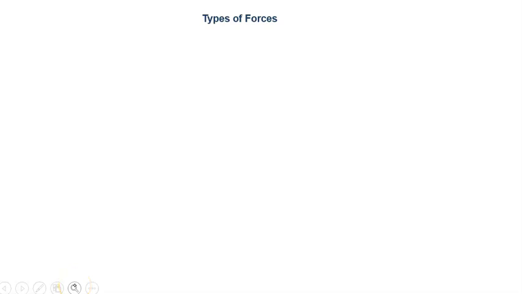Now we will discuss the types of forces. There are two types of forces, balanced force and unbalanced force. Balanced forces are those forces in which the net force on the body is zero.